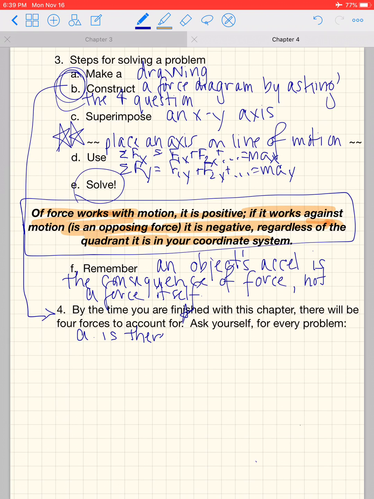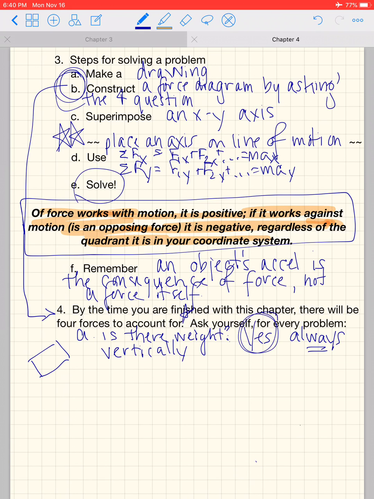And by the way, the answer to this is always going to be yes. Because we do all of our problems here on Earth, there won't be a weightless system involved in this. Is there weight? Yes, every time. And by the way, always vertical. There's going to be weight, and it's always going to be directed vertically. Notice that with that one drawing I did where the box was like this, it doesn't matter that the box was on an incline. The weight is always vertical, always down.